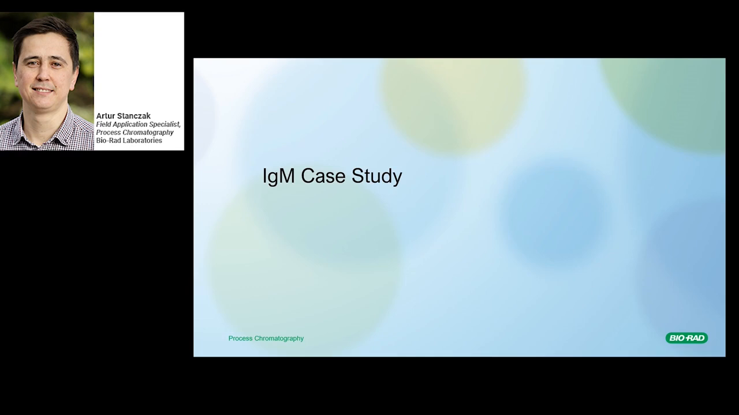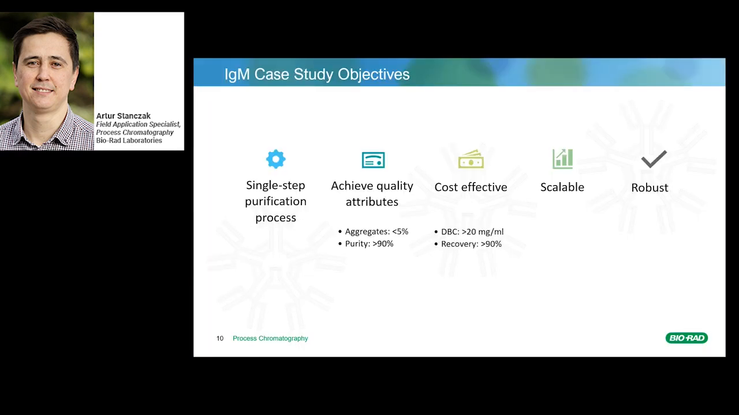The tested material for this case study was a recombinant IgM molecule produced in cell culture. The aim of the study was to develop a non-affinity capture step. Quality attributes include aggregation below 5% and purity over 90%. The purification must be cost-effective, therefore the expectation for recovery was set to above 90%.